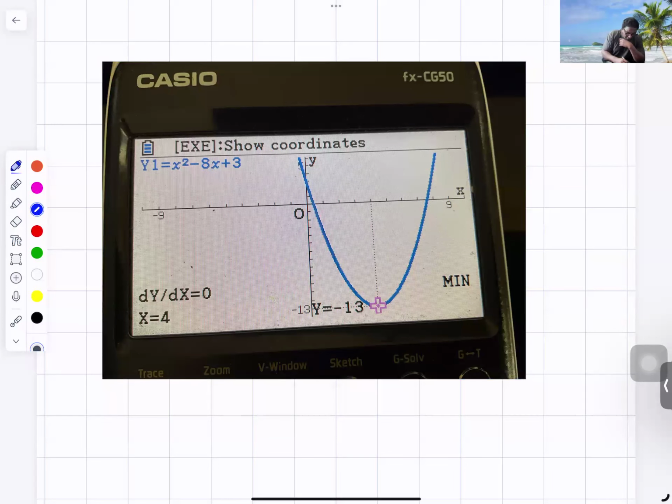And when you use the graphics calculator to draw it, you can see the U shape. The turning point is at the bottom there. So the x value is 4 and the y value is -13.